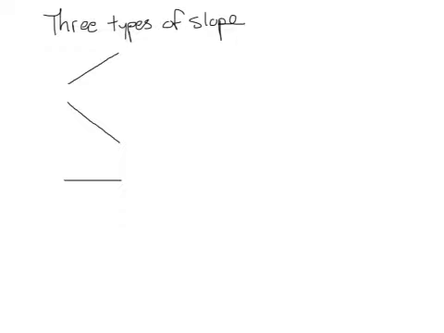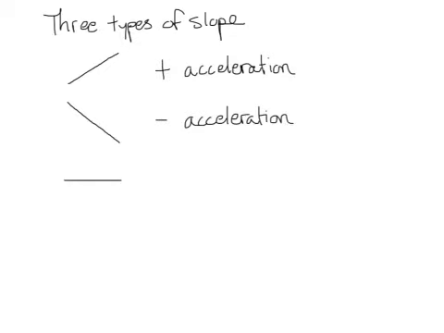So just like we discussed with our position versus time graph, we can have 3 types of slope. The first type of slope that we have here is a positive slope. So if we see a positive slope on a velocity versus time graph, then that means that we have positive acceleration. And our second slope that we see here is going downhill. It's going to be a negative slope, so that would represent negative acceleration. And then the third line that we see there is a horizontal line which has 0 slope. So if you see a line like that, you know that you have 0 acceleration.